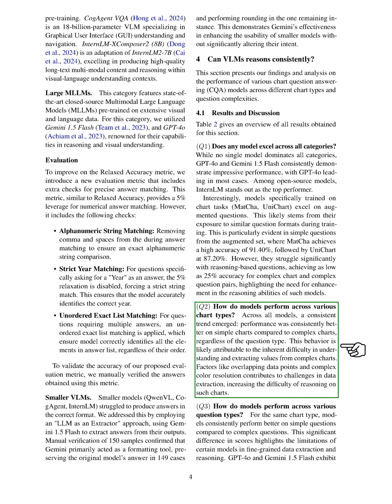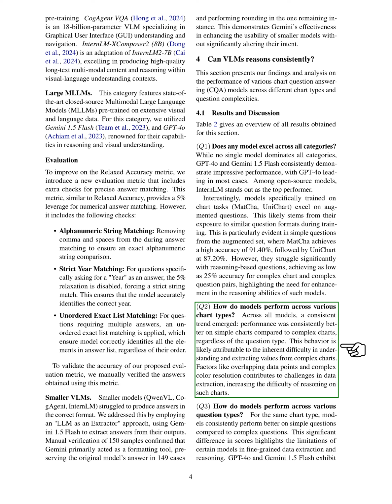Across all models, we noticed a trend where performance was better on simple charts compared to complex charts, regardless of the question type. This difficulty in understanding and extracting values from complex charts is likely due to factors like overlapping data points and complex color resolution, making reasoning on such charts more challenging. For the same chart type, models consistently performed better on simple questions compared to complex questions. This difference in scores highlighted the limitations of certain models in detailed data extraction and reasoning.